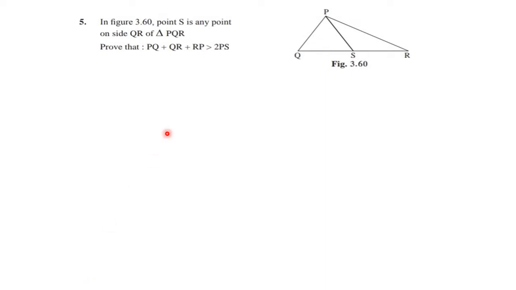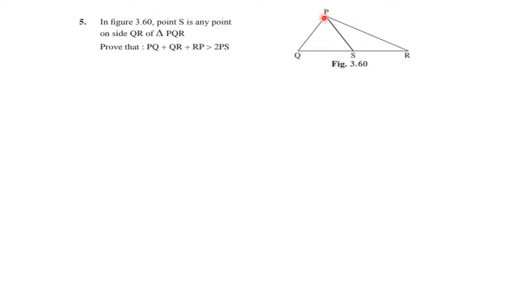The next question says, in figure 3.60, point S is any point on the side QR of triangle PQR. You need to prove that PQ plus QR plus RP is greater than twice PS. Here we had done the theorem where we had seen that the sum of two sides of a triangle is greater than the third side. So we are going to use that theorem in solving this question.